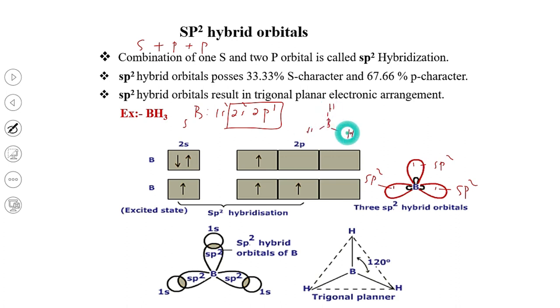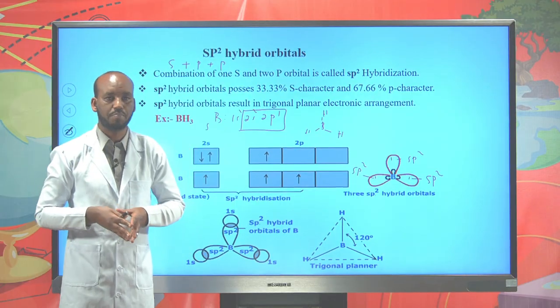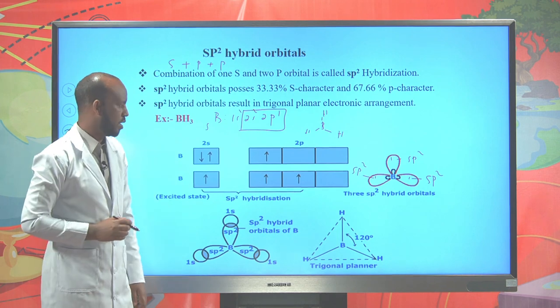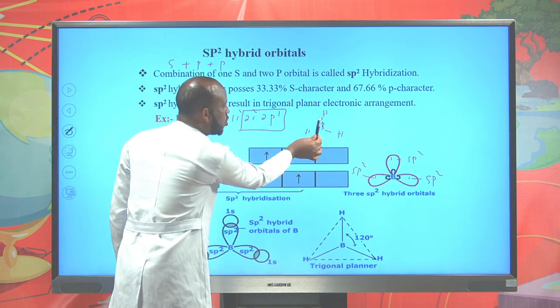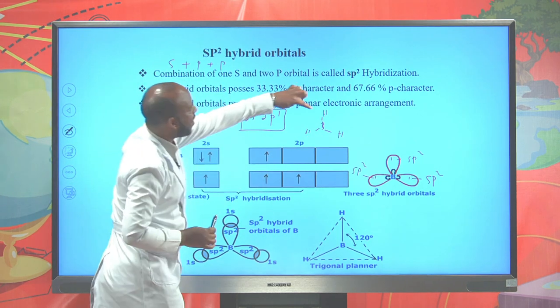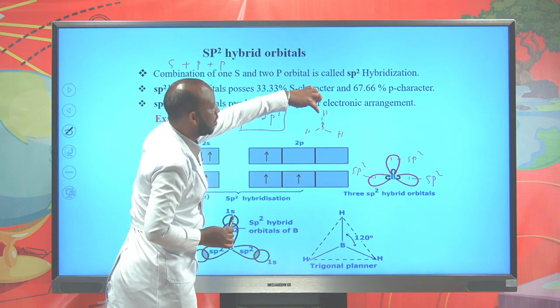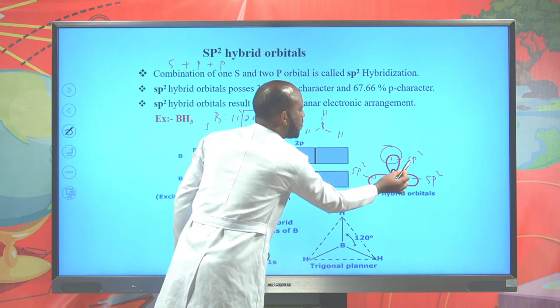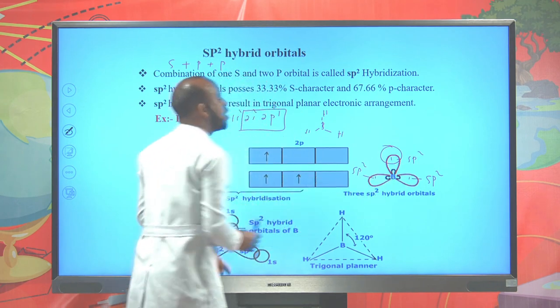Now, the Lewis structure of BH3 is this, boron, hydrogen. The molecular shape, geometry of this molecule is trigonal planar. Bond angle is 120 degrees. Now, this covalent bond is formed when half-filled s orbital of hydrogen overlaps with sp2 hybrid orbital of boron.